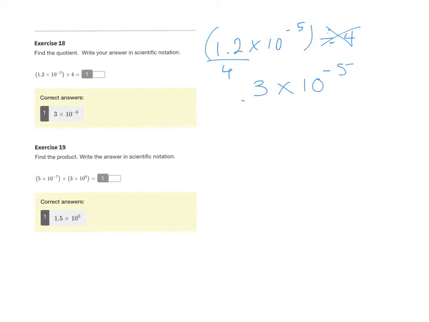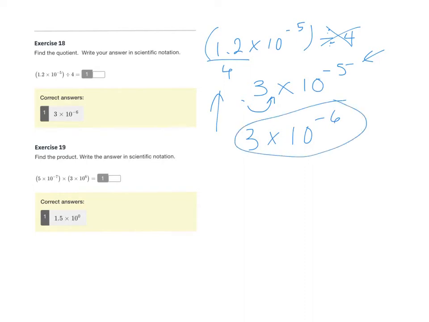Is this in scientific notation? The answer is no, but we can make it in scientific notation. We're going to move this over. So it went from 0.3 to 3, so that means it went up. And that means that this exponent needs to come down, so 1 less than negative 5 is negative 6. 3 times 10 to the negative sixth.